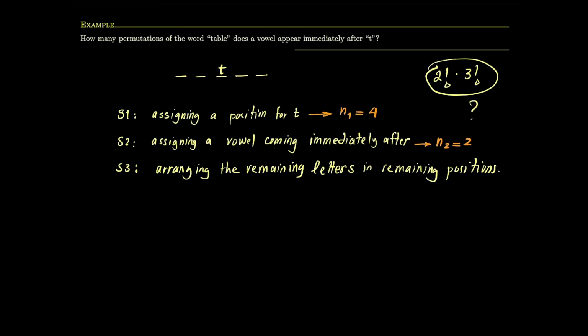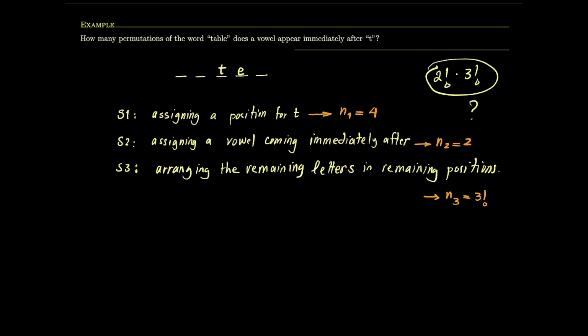Now after this is done, it means that you chose and put something after t. For example, let us say I put E here. Now what is gone? T is gone, E is gone. How many letters are left? 3. These are distinct objects, A, B, and L. And how many positions are left? 3. And then you want to put 3 distinct objects in 3 distinct positions. So how many? 3 factorial. So you can write that this number n3 is 3 factorial.